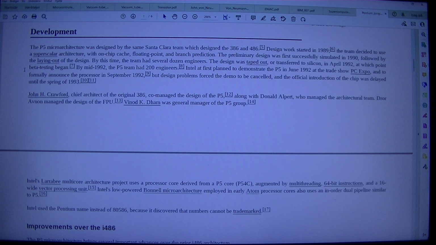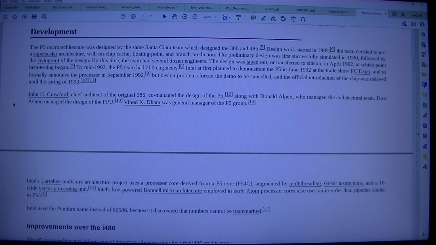Intel at first planned to demonstrate the P5 in June 1992 at the trade show PC Expo, and to formally announce the processor in September 1992. But design problems forced the demo to be cancelled, and the official introduction of the chip was delayed until the spring of 1993.